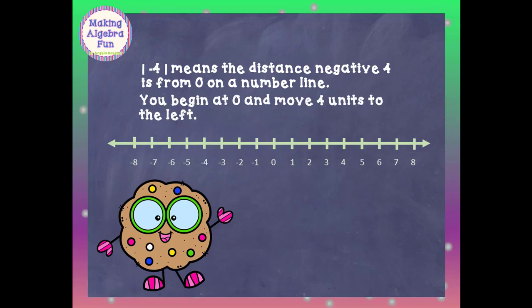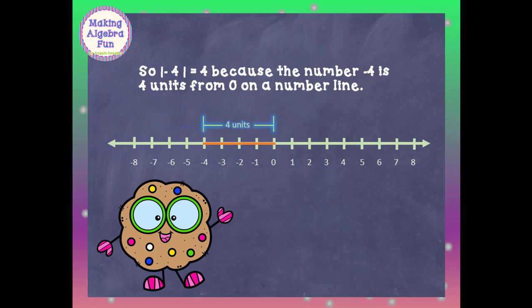Now let's see what happens when we have an absolute value of a negative number. The absolute value of negative 4 means the distance negative 4 is from 0 on a number line. So we begin at 0 and we go 4 units, this time to the left. So of course you know that negative 4 is 4 units from 0. So the absolute value of negative 4 equals 4 because the number negative 4 is 4 units from 0 on a number line.